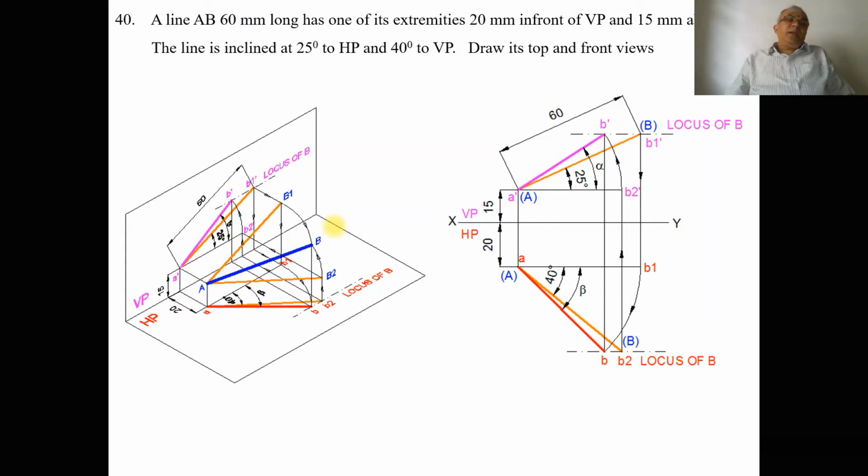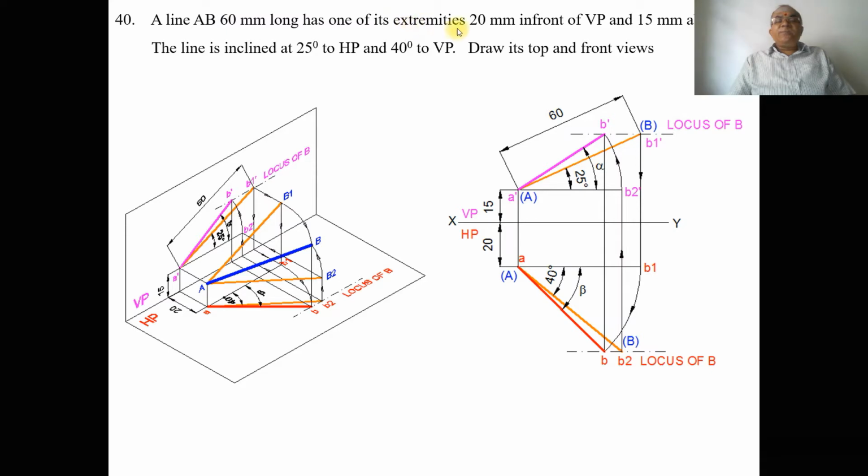A line capital AB, 60 mm long. Since it is capital AB, obviously it should be in true length. So what is the condition for the line to be in true length? If the true length of the line is in the vertical plane, then the line is parallel to VP. If the true length is in the horizontal plane, then the line is parallel to HP. So that is the condition.